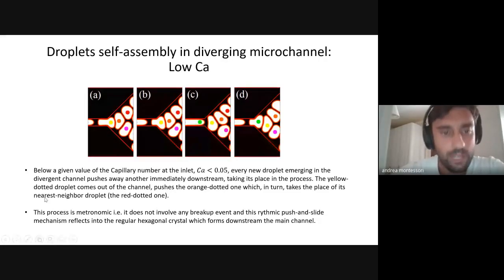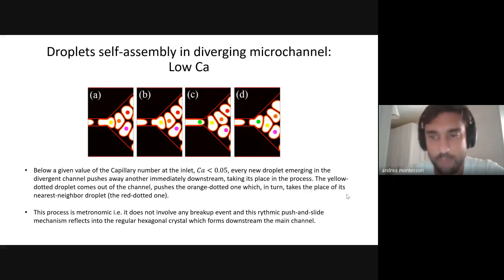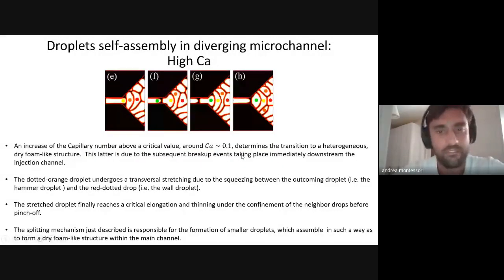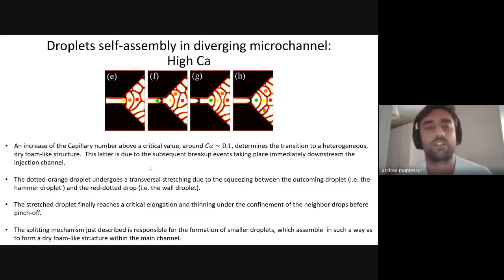Anyway, below a given value of the capillary number, every new droplet emerging from the divergent channel pushes away another one downstream and takes its place in the process. As you can see here, this process is metronomic and does not involve any breakup event. But if you increase the capillary number above a critical value, which we found to be around 0.1, you observe a transition to a heterogeneous dry foam-like structure. This transition occurs because of subsequent breakup events which take place downstream of the injection channel, as you can see here.